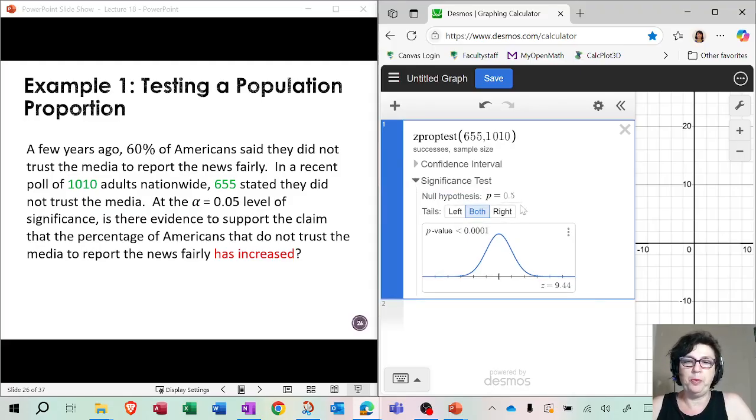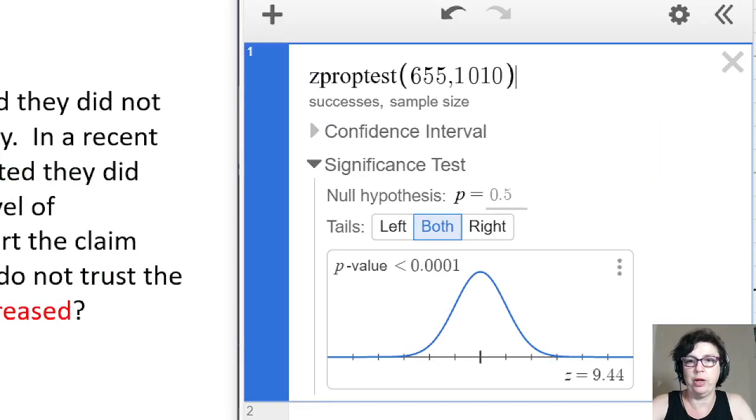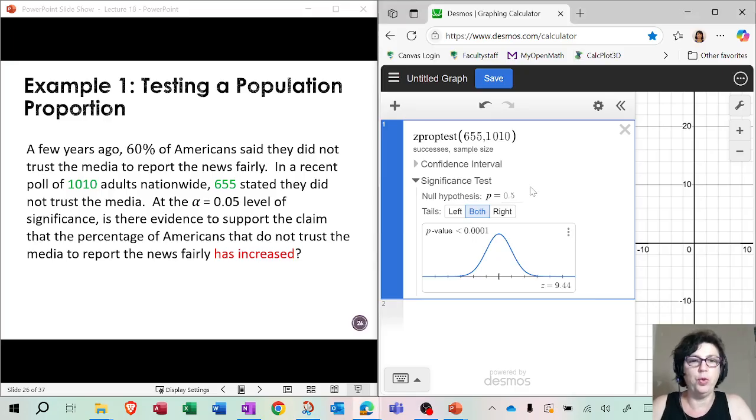And at this point, please remember, do not ever leave the value of P0 at 0.5 as it says right here. See how this is the default? You do not want that. You want whatever they gave you at the beginning of the question, which is 60%, but you put it as a decimal, 0.6.